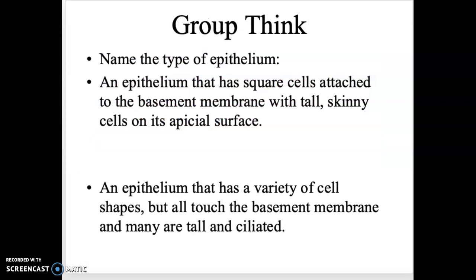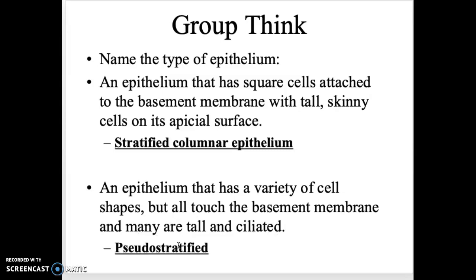Okay, so there are some groupthink questions here. Name this type of epithelium: square cells attached to the basement membrane with tall, skinny cells on its apical surface. So this first one is stratified columnar, multiple rows, and remember we name them based on the apical surface shape. And then the second one, an epithelium that has a variety of cell shapes, all touch the basement membrane, and many are tall and ciliated. So this is pseudostratified columnar.